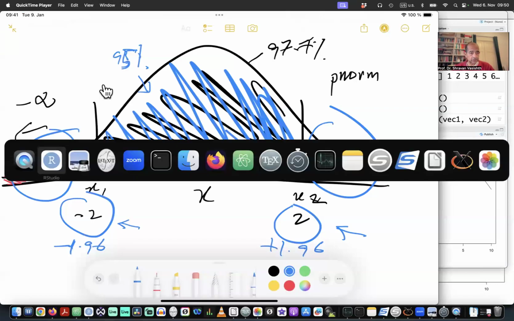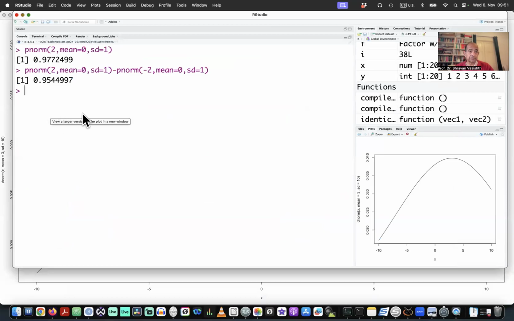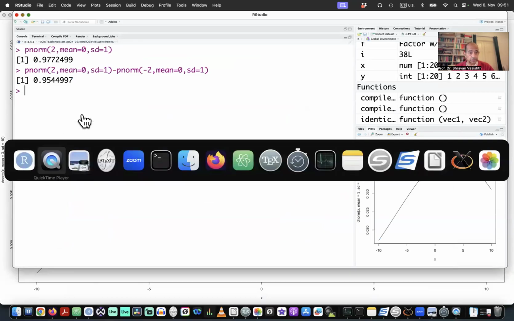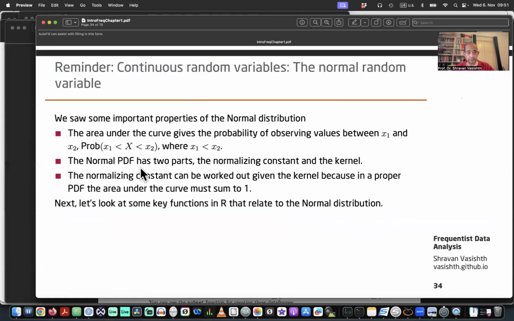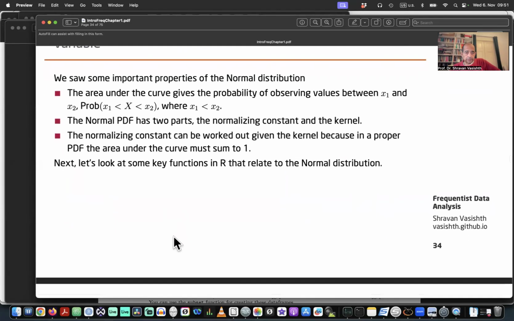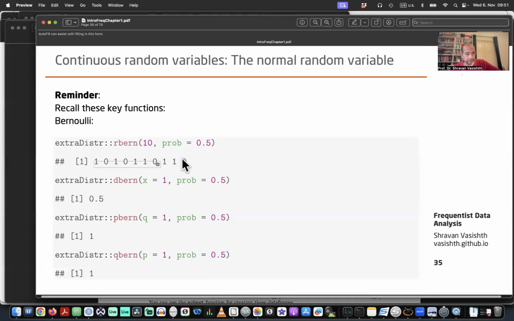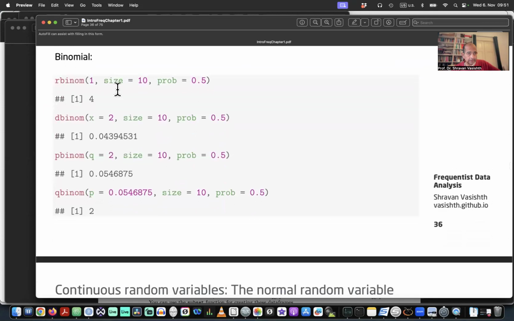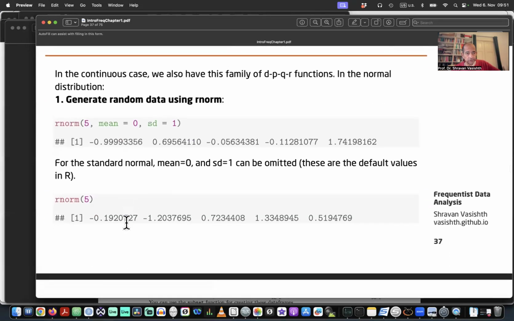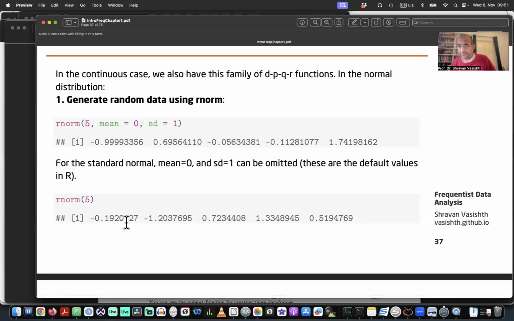Okay. So that's the usage of the pnorm function. The pnorm function allows you to compute these probabilities. P for probability, right? Okay. So here are some examples of how to use this. In the Bernoulli and the binomial, we had used the DPQR family, and here's the binomial case. We're going to do the same thing now with the DPQR family in the normal distribution.